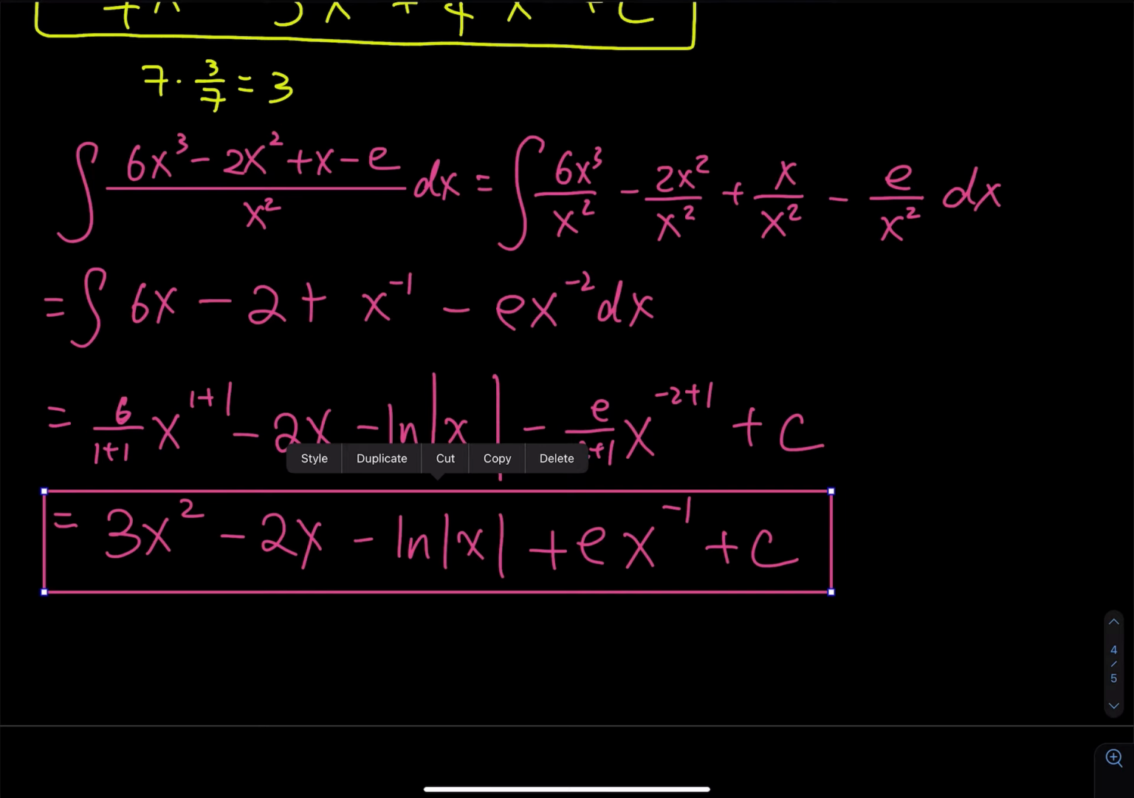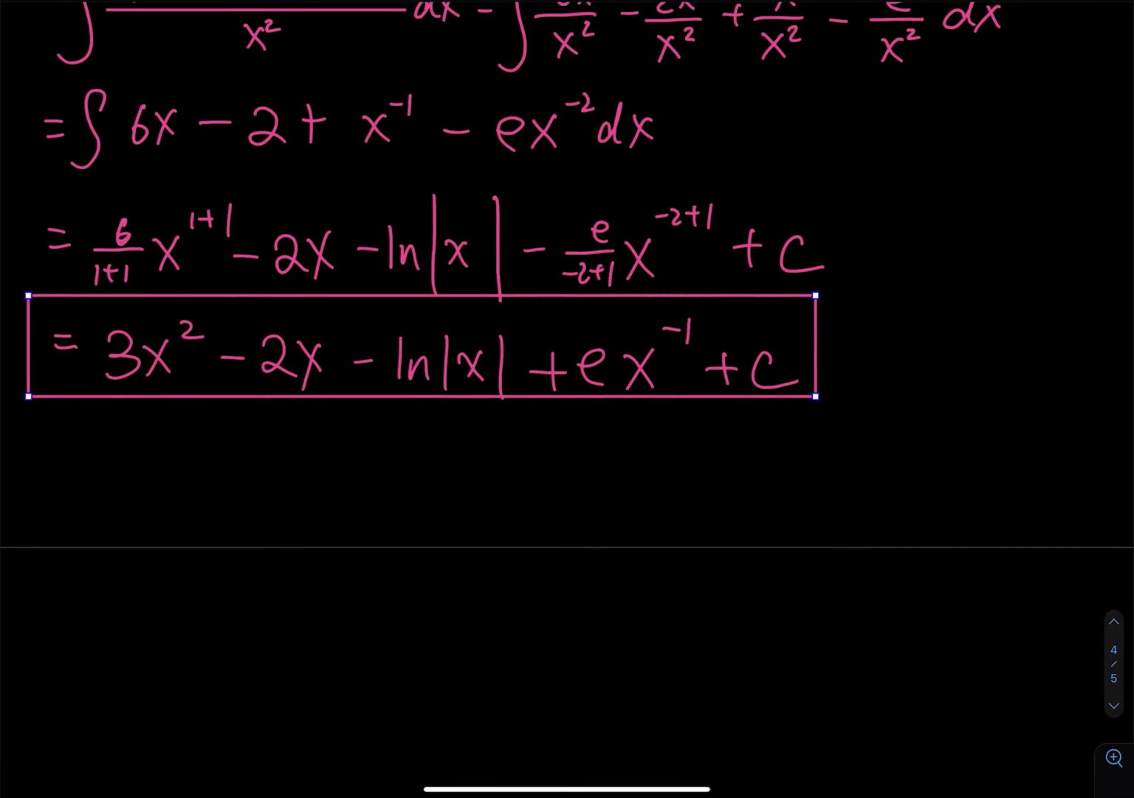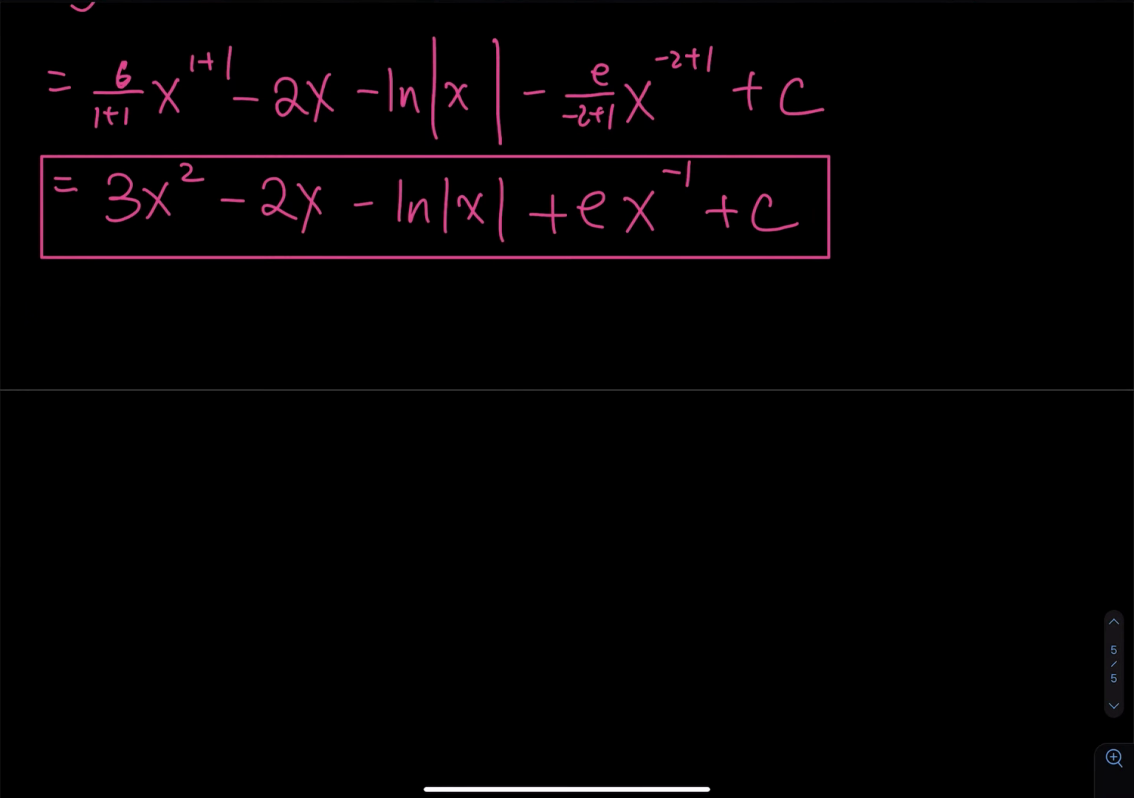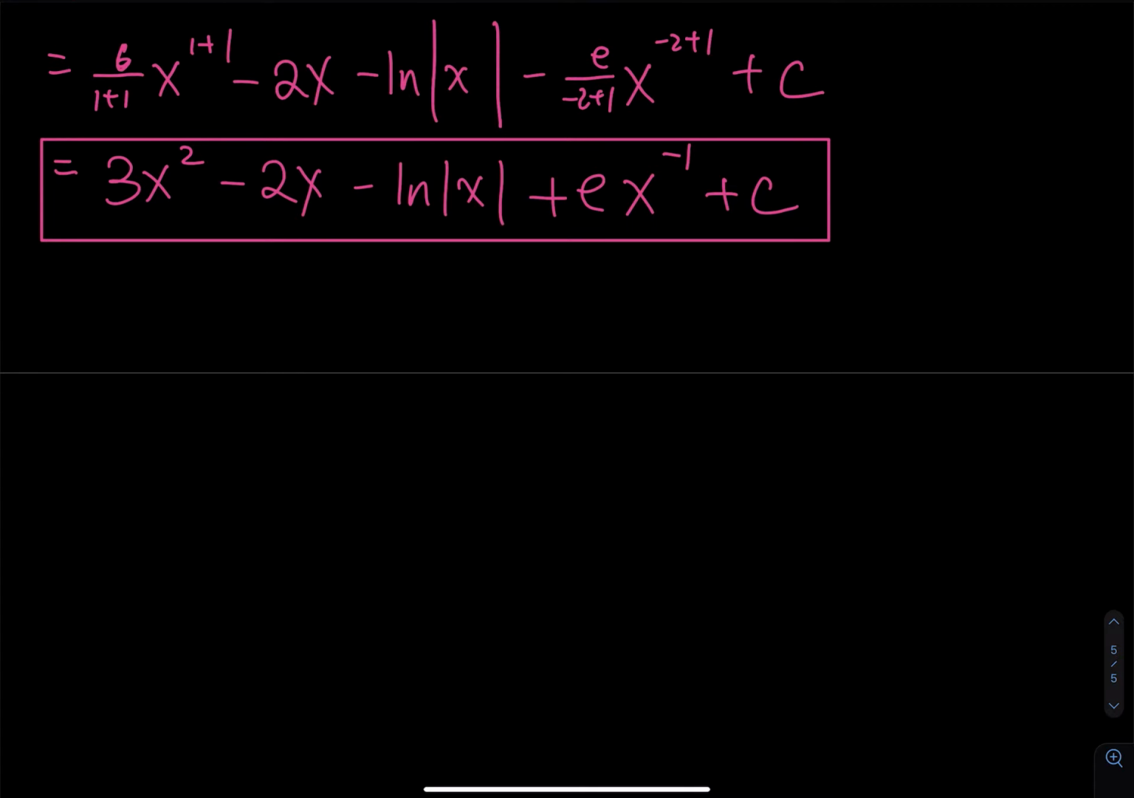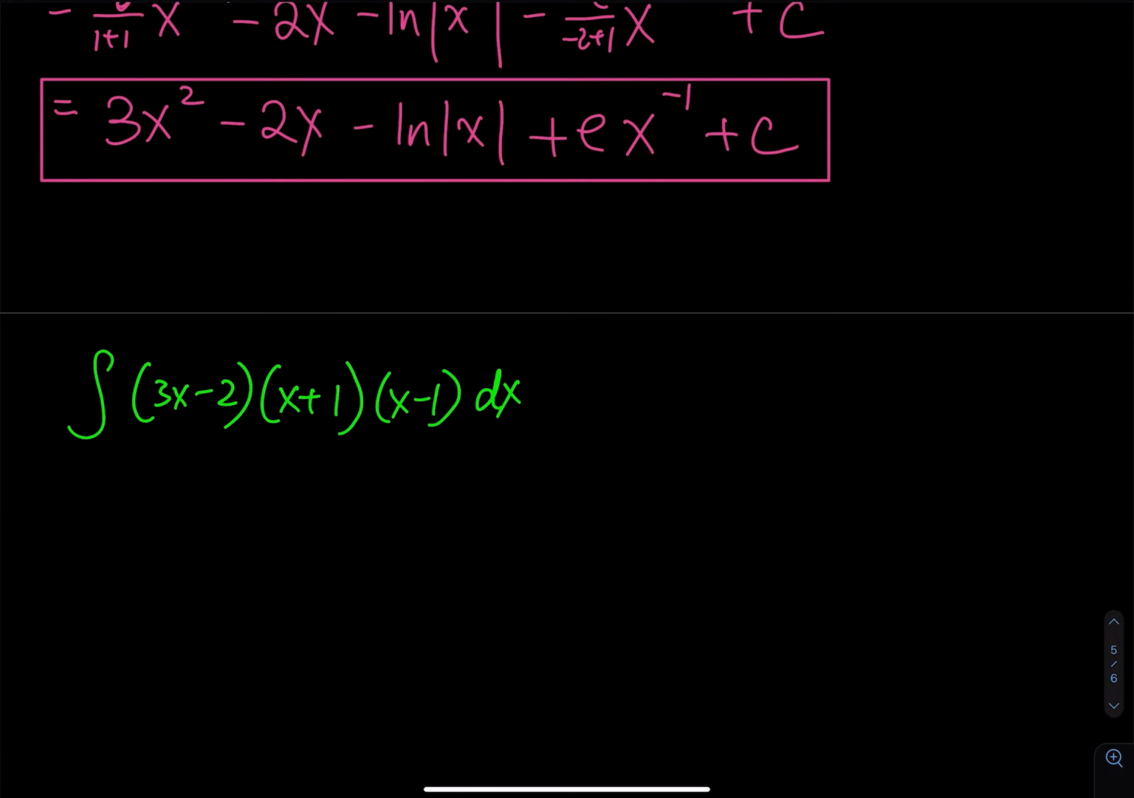So let's move on to the fourth integral. I will match the color for you. So the fourth integral is, we have an integral with 3 factors, right? So we have the integral of 3x minus 2 times x plus 1 and then times x minus 1, dx. So this one you have to fully expand. Let's say you multiply the last 2 factors, x plus 1 times x minus 1, so that is equal to the integral of 3x minus 2 times, that is x squared minus 1, right? x squared minus 1.